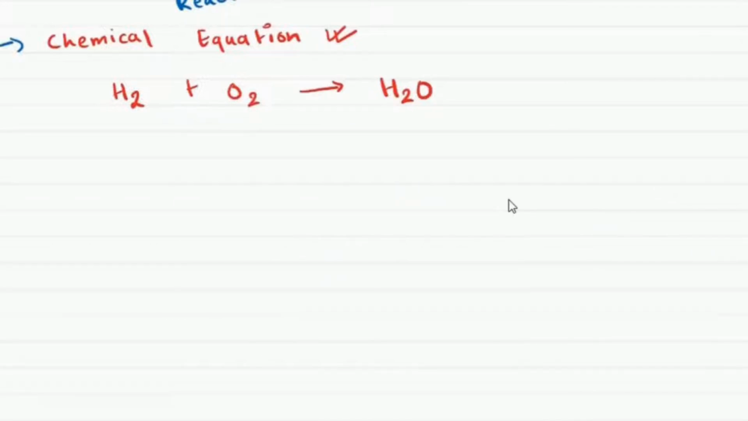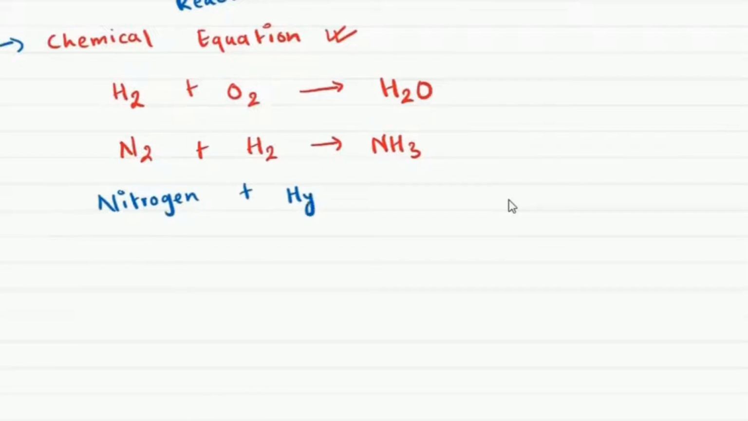Another chemical equation could be nitrogen reacts with hydrogen to form ammonia. So instead of molecular formulas, if we write the full names, like nitrogen and hydrogen combine with each other to form ammonia, then this is again our word equation.